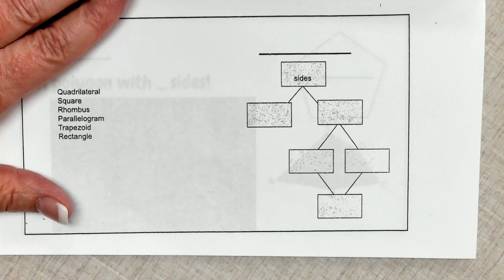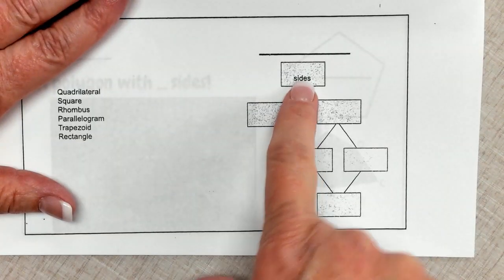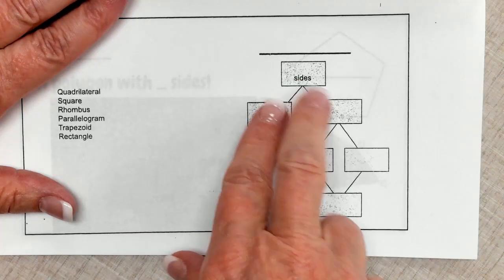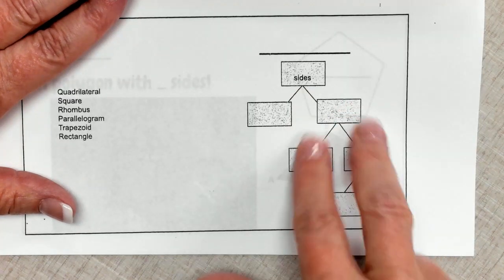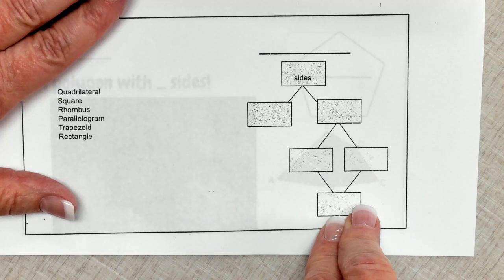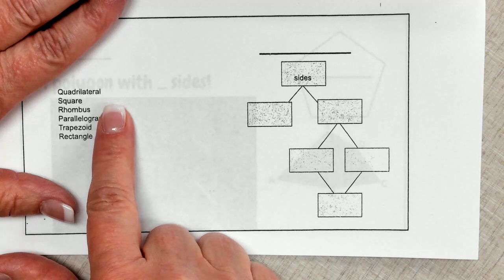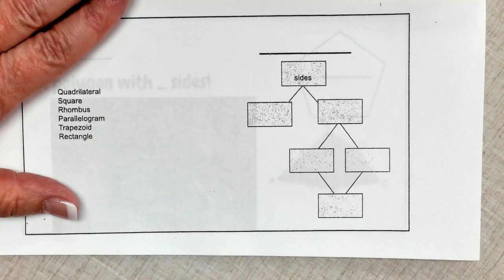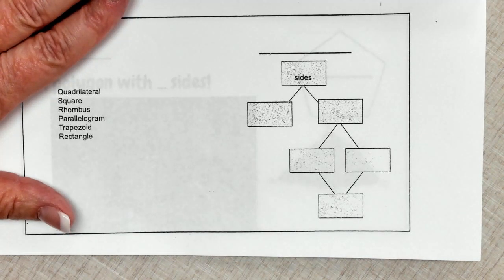So I noticed that we're going to have a heading or a title of our organizer, and we're going to be saying a number of sides. And then I noticed there's a split, where there's something off by itself, and then a split where there's lots of things related to each other. So I'm going to think about our words: quadrilateral, square, rhombus, parallelogram, trapezoid, rectangle. And I'm going to try to think about which words would fit in which places the best.